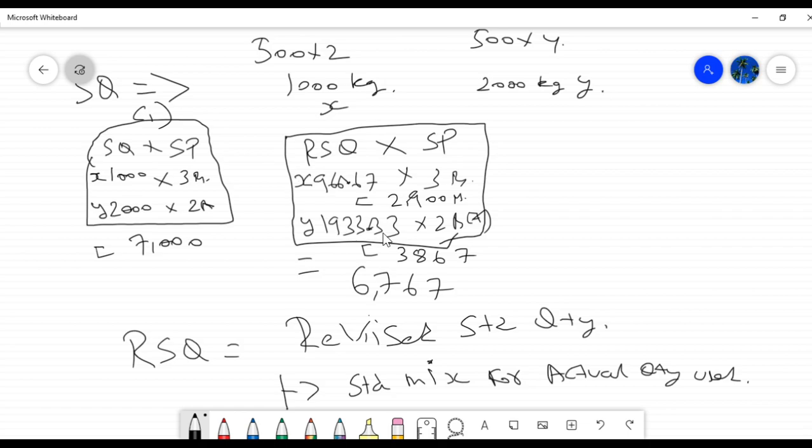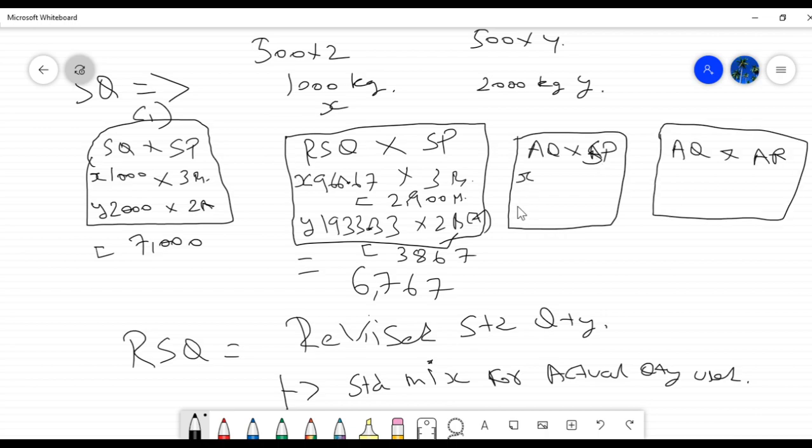Then what is the third box? That is AQ into SP. The fourth box is AQ into AP. X, Y. How much actual quantity did we use? I think 1100, 1800, into 3 rupees, 2 rupees.